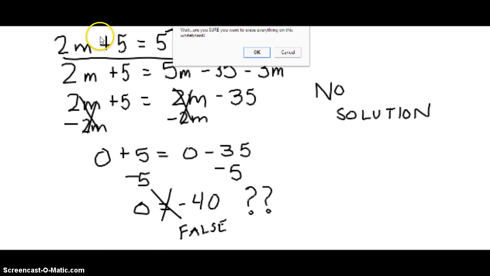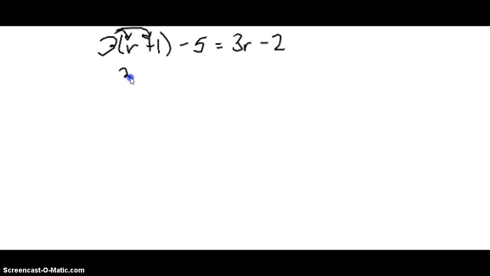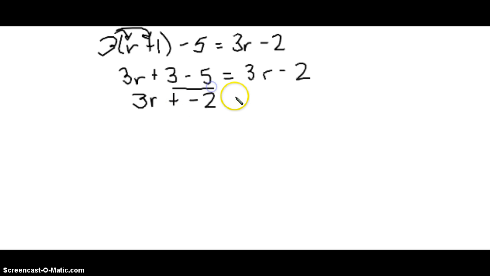So yet another example similar to that. We have 3 times the quantity r plus 1 minus 5 is equal to 3r minus 2. Let's distribute the 3. We get 3r plus 3 minus 5. It's going to be equal to 3r minus 2. Let's combine our terms that are alike. 3r plus 3 minus 5 is negative 2 equals 3r minus 2.